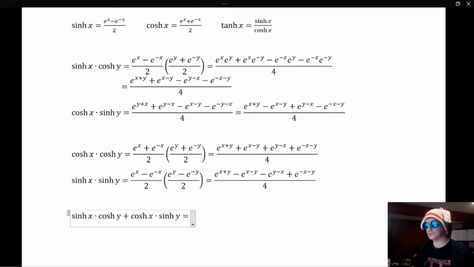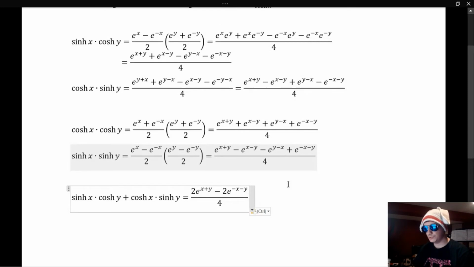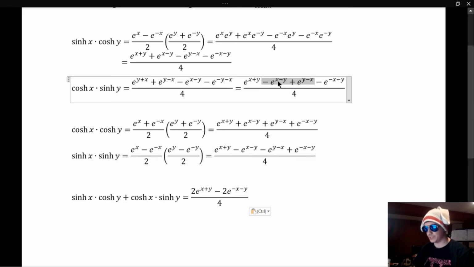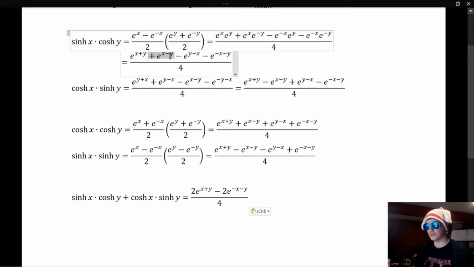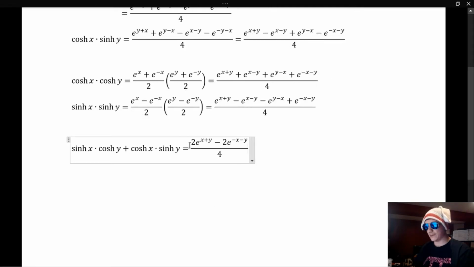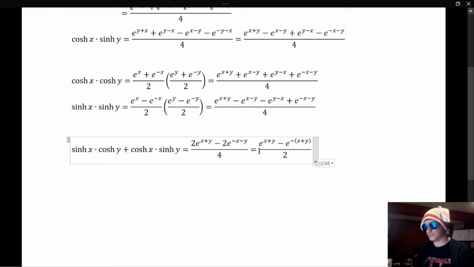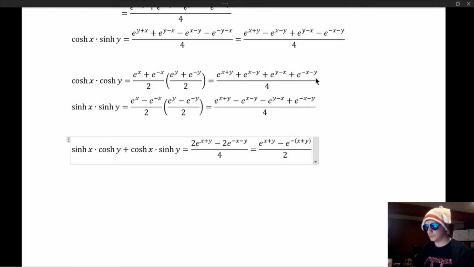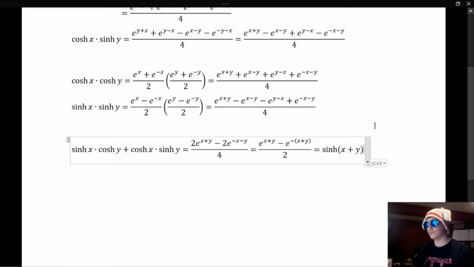So that is equal to two times e to the x plus y minus 2 times e to the negative x minus y. As you can see here, we have minus e to the x minus y and plus e to the y minus x for the cosh x times sinh y, and that cancels out with the two terms over here. So you can factor out the 2, and that gives you e to the x plus y minus e to the negative x plus y over 2. And this is exactly the definition of sinh of x plus y.